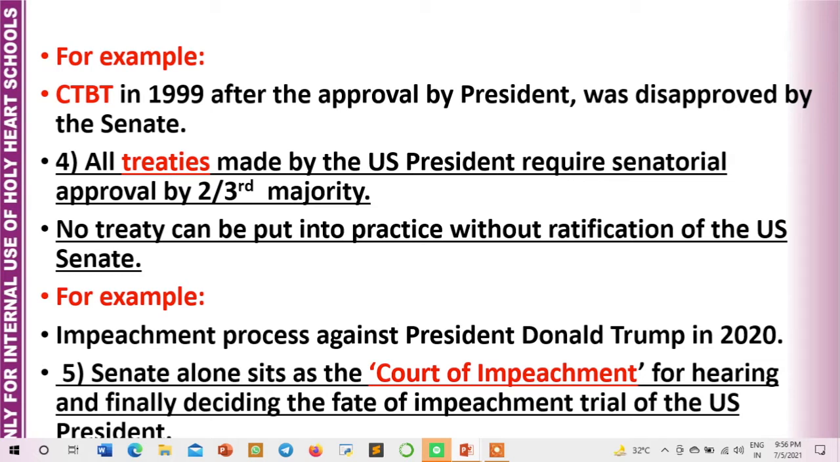The next example is the impeachment process against President Donald Trump in 2020. The Senate alone sits as the court of impeachment for hearing and finally deciding the fate of the impeachment trial of the US president. So you see, in 2020, the impeachment process started against Donald Trump, but it could not be passed because it needed the approval of the Senate.